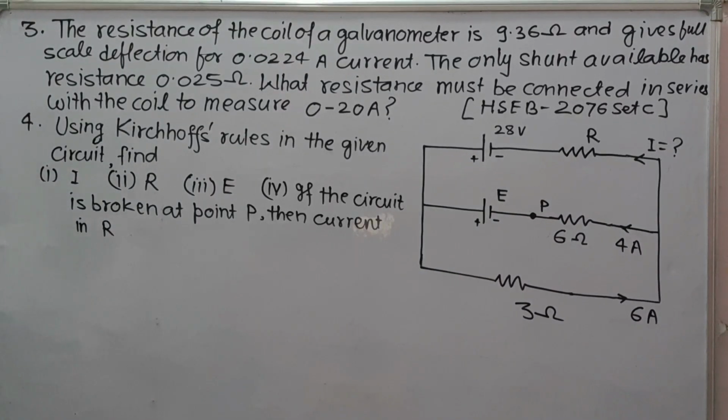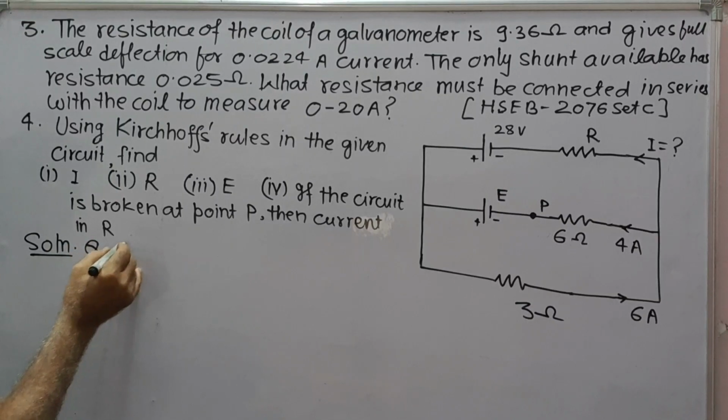Next question number 3. The resistance of the coil of galvanometer is 9.36 ohms and gives full scale deflection for 0.0224 ampere current. The only shunt available has resistance 0.025 ohms. What resistance must be connected in series with the coil to measure 0 to 20 milliampere? Solution to question 3.